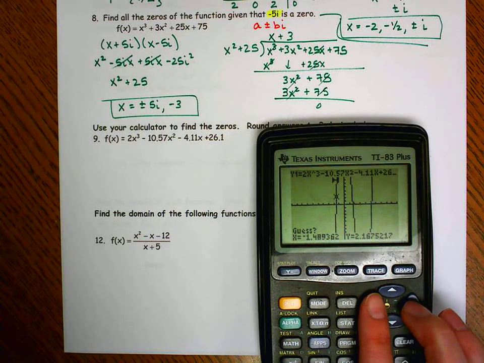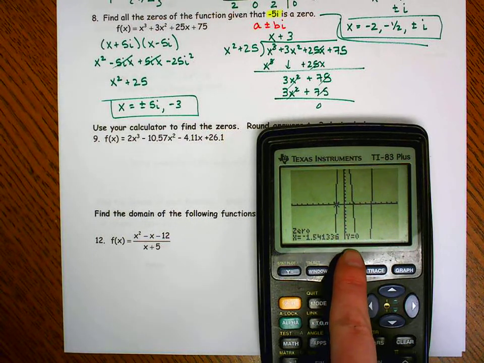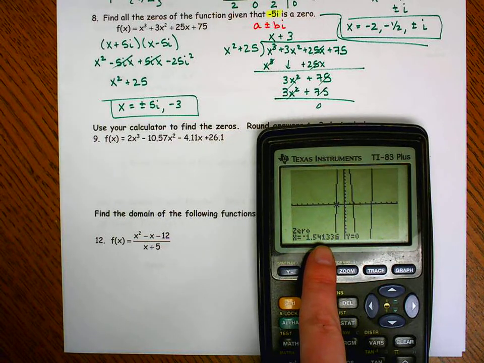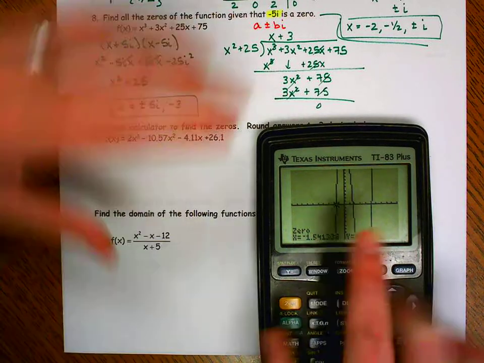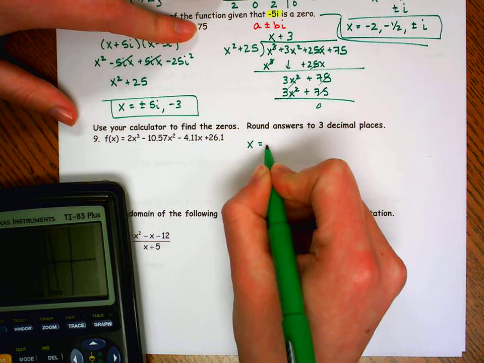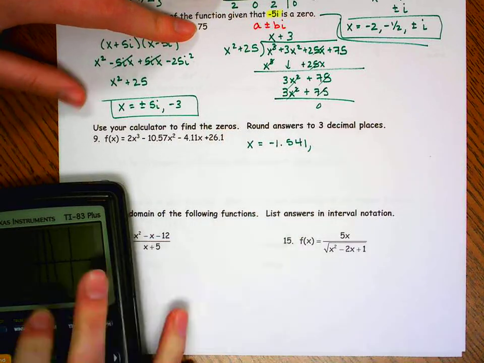And then when I do my guess, I can't really get more precise, so I'll just push enter again. But you'll notice I'll calculate where my y is 0, and my first 0 is at -1.541. Remember, we always want to round to the thousandths place. So my first 0 is -1.541. Okay, let's find our next one.